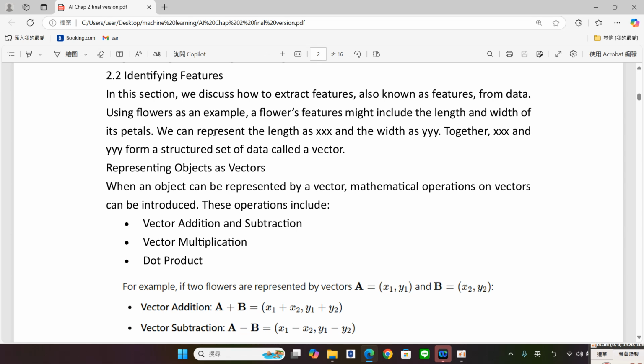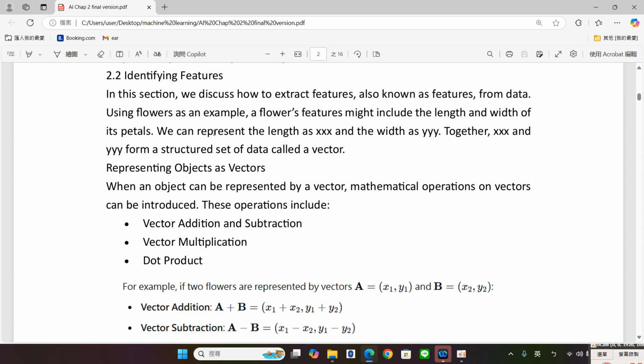2.2 Identifying features. In this section, we discuss how to extract features from data. Using flowers as an example, a flower's features might include the length and width of its petal. We can represent the length as x and the width as y. Together, x and y form a structured set of data called a vector.